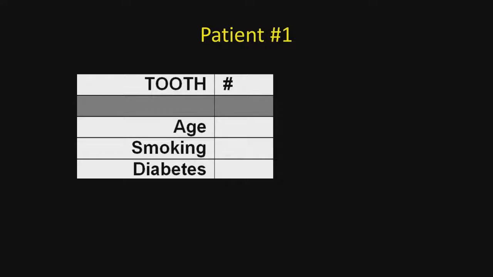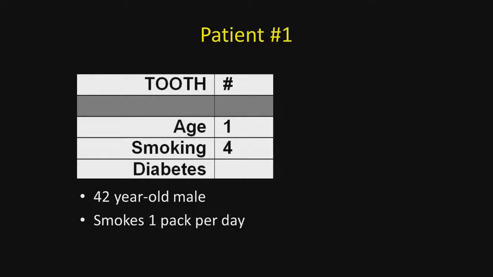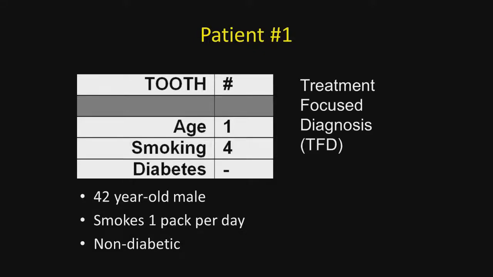Let's look at patient number 1, and this is very typical of the patient that I saw in private practice. The age of the patient is 42, a 42-year-old male, and the patient is smoking a pack of cigarettes a day, and they are not diabetic. So before you actually start scoring the other factors, this patient is already scoring a 5.